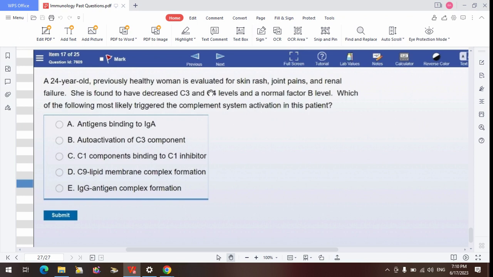classical pathway. Now, you can also ask why not the mannose-binding lectin pathway, but that's why you have to consider the presentation. So skin rash, joint pain, renal failure. What do you think this is likely talking about in terms of diagnosis?